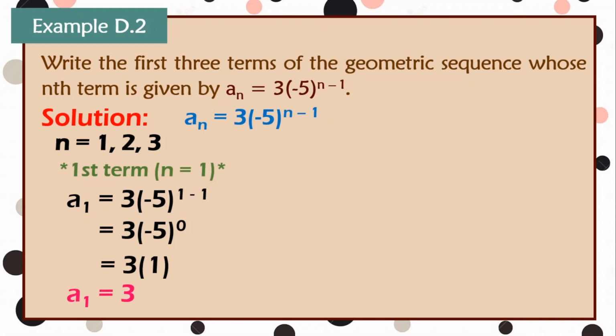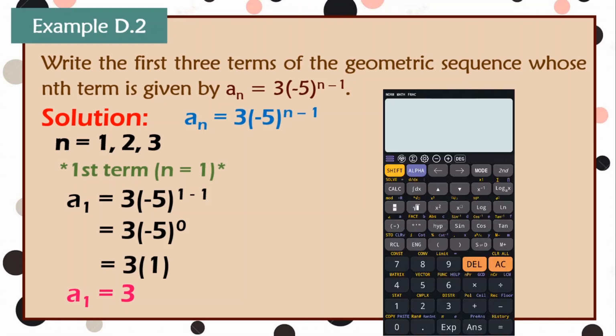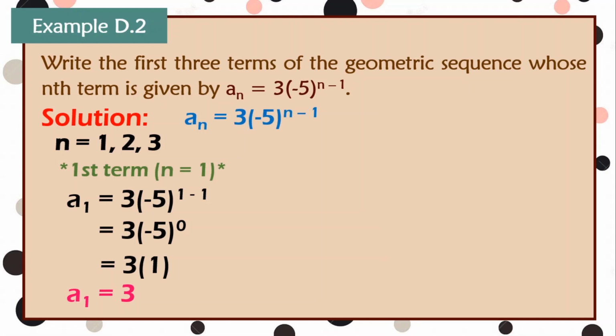Here's the solution using the calculator. So we have 3 times negative 5 raised to 1 minus 1. As you can see on the lower right side, we see the answer, and that is 3.